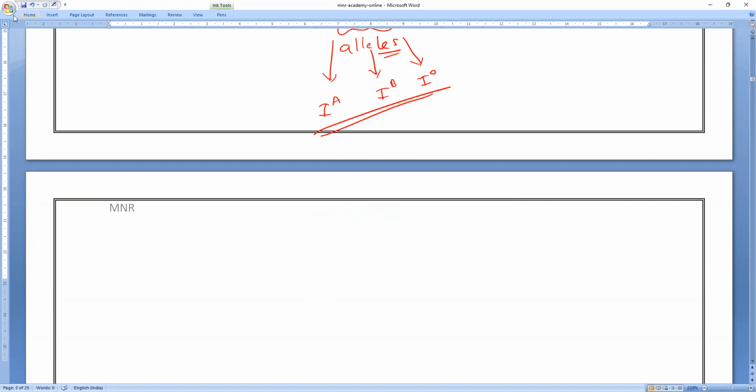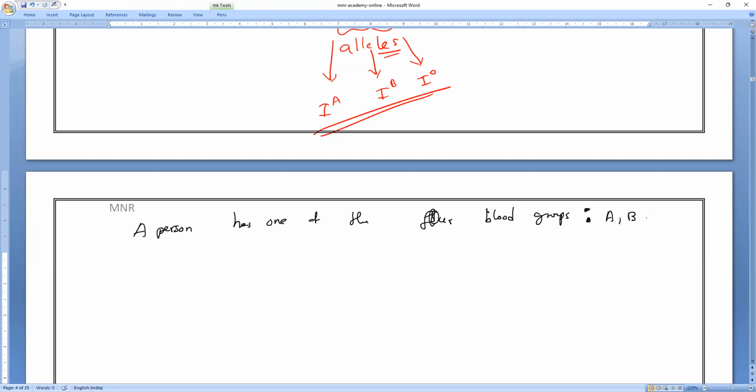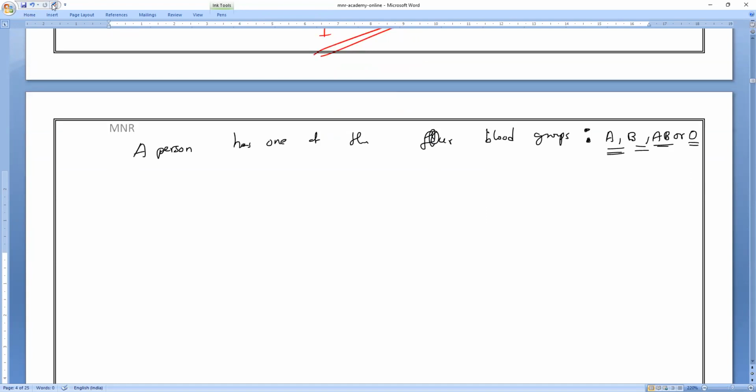I'm not talking about extremely rare cases. Generally, if a person has one of the 4 blood groups, in 99% of cases the blood group present in our nature is either A or B or AB or O. I'm not talking about A positive, B positive, A negative and so on, just casually speaking. So we have only 4 blood groups: A, B, AB or O.